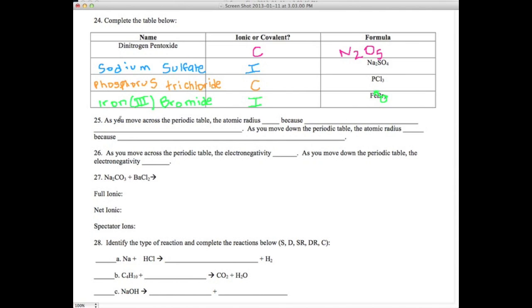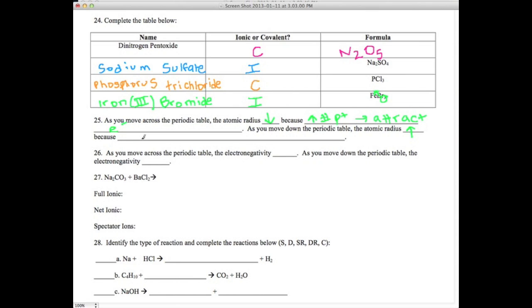All right, for 25, as you move across the periodic table, the atomic radius is going to decrease. And the reason why it decreases, guys, is because you're increasing your number of protons. Now, protons will then attract your electrons, decreasing the size of your atom. As you move down your periodic table, the atomic radius will increase.